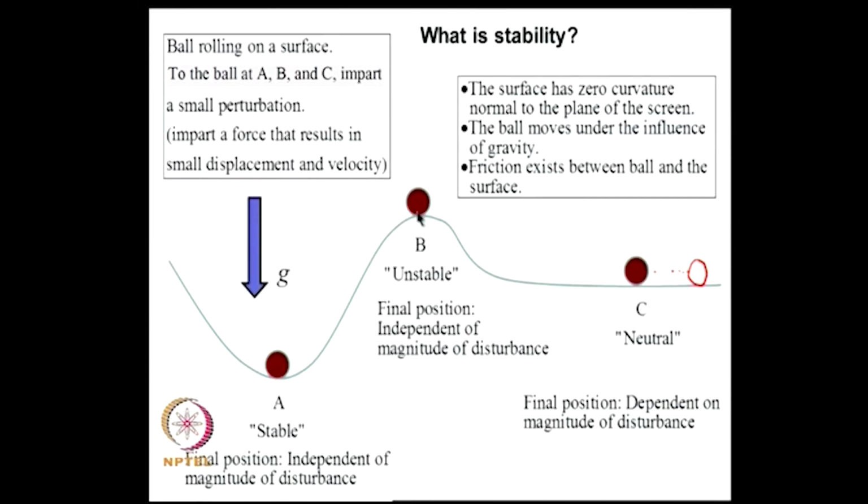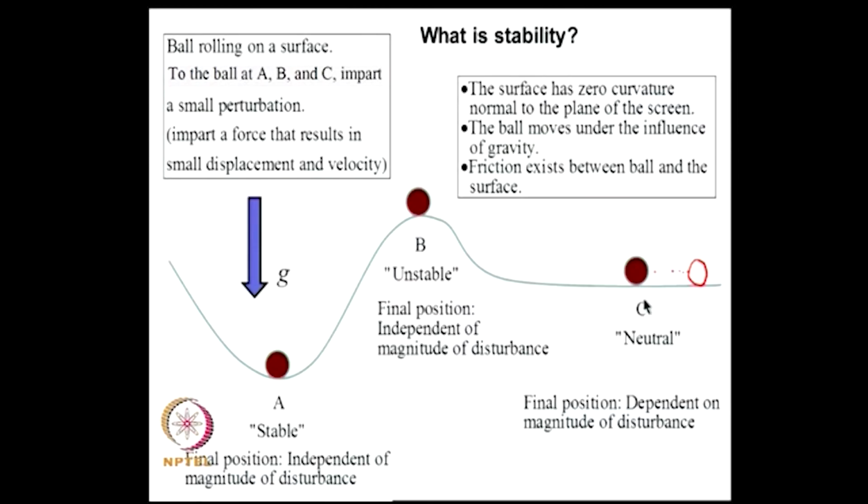Here also the final position is independent of the magnitude of the perturbation. Even if you give the slightest perturbation, either it will end up here or somewhere on this surface. So the final position here is independent of the magnitude of the disturbance, as long as the disturbance is small. By small I mean the displacement and the velocity of this ball are small. Now, we say that position A is stable, position B is unstable and position C is neutral.